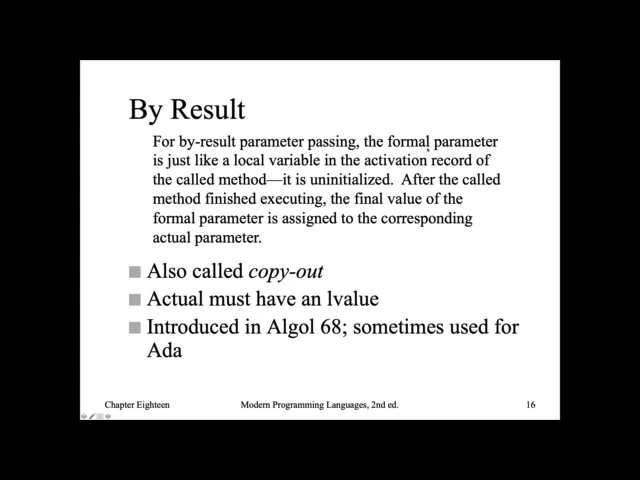The formal parameter, again, that's the parameter inside the function. It's like a local variable in the activation record of the called method. I mean, that's straightforward, right? It's uninitialized. And then after the called method finishes executing, the last value of that formal parameter gets assigned back out to the actual parameter.